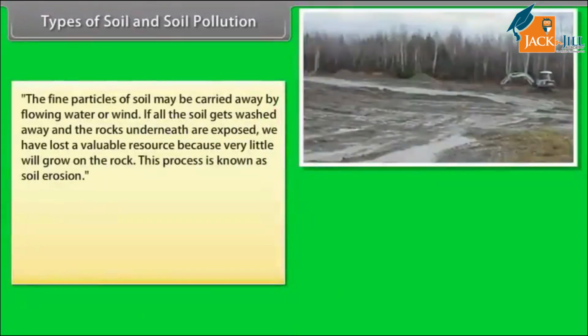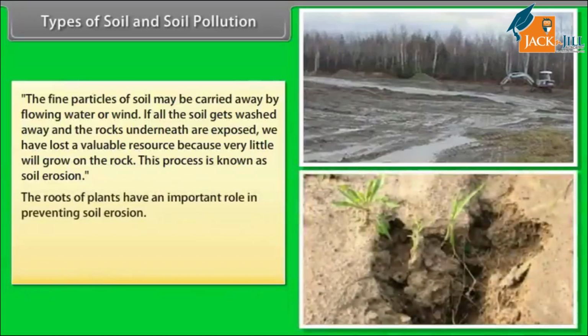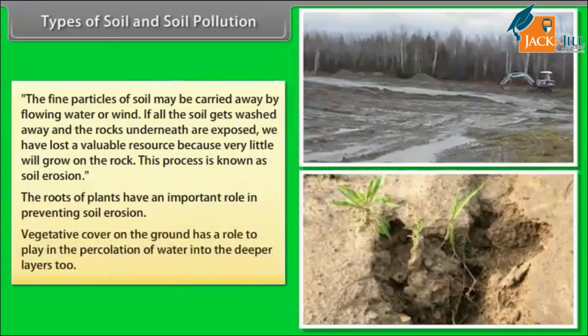The fine particles of soil may be carried away by flowing water or wind. If all the soil gets washed away and the rocks underneath are exposed, we have lost a valuable resource because very little will grow on the rock. This process is known as soil erosion. The roots of plants have an important role in preventing soil erosion. Vegetative cover on the ground has a role to play in the percolation of water into the deeper layers too.